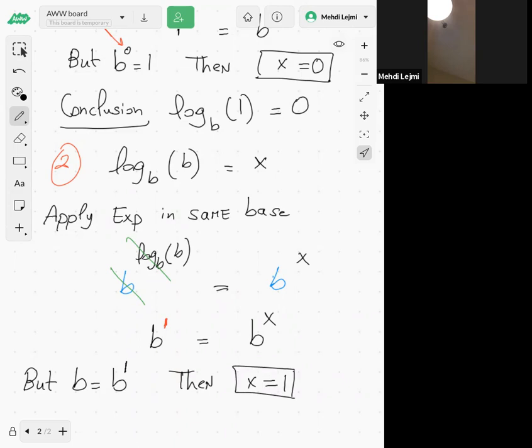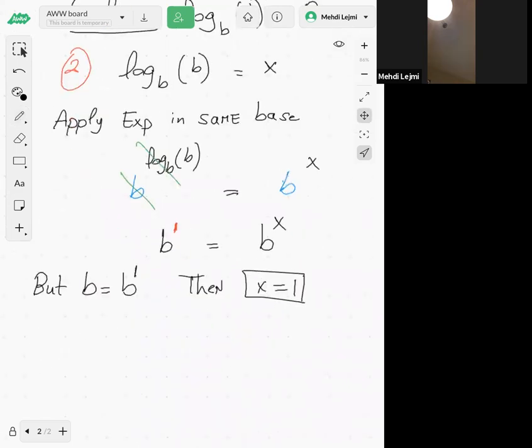Right? So what we are saying is that log in base b of b. So inside the log, you have the same number as the base. The answer would be 1. So conclusion: log in base b of b is equal to 1.